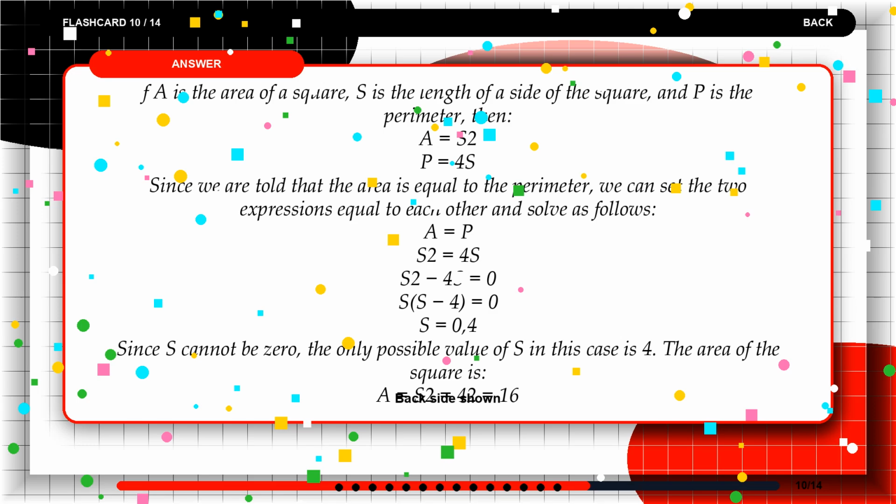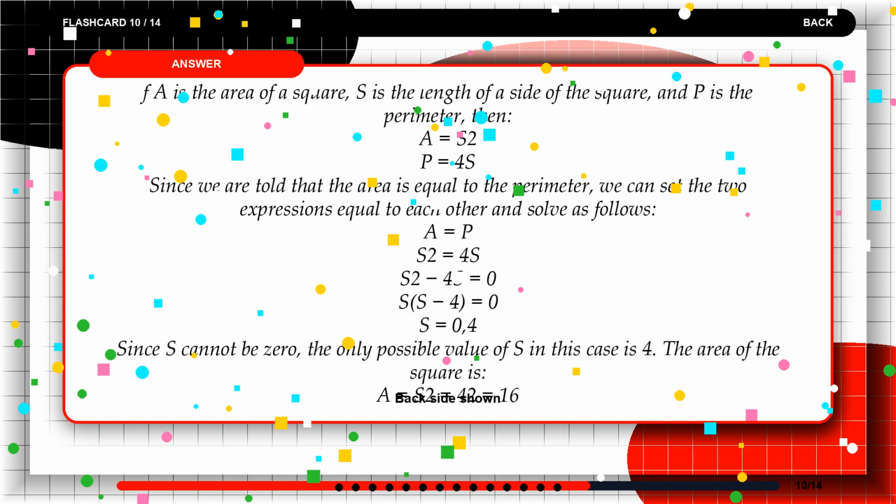The answer is: let A be the area of a square, S the length of a side of the square, and P the perimeter. Then A equals S², and P equals 4S. Since we are told that the area is equal to the perimeter, we can set the two expressions equal to each other and solve as follows.